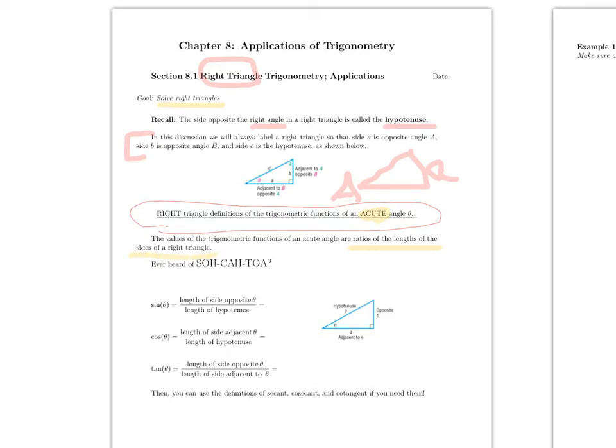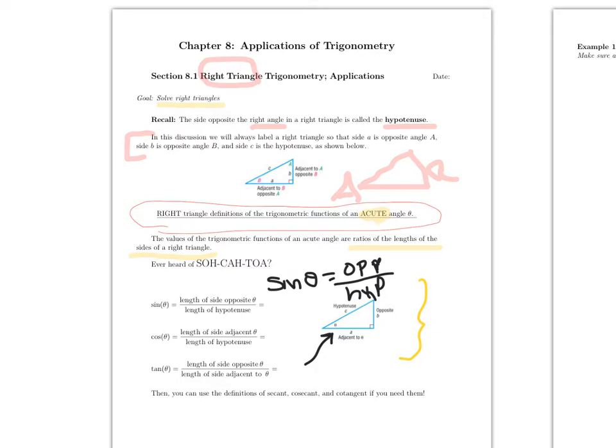Now you may have heard of SOHCAHTOA. If you have, great. If you haven't, that's okay. I'll explain it here. SOHCAHTOA is a mnemonic device for remembering these definitions. So the definition of the sine of angle theta, take a peek at this picture here on the right. Theta is this angle down here. The sine of theta is the length of the side opposite divided by the hypotenuse. So sine of theta is opposite over hypotenuse.